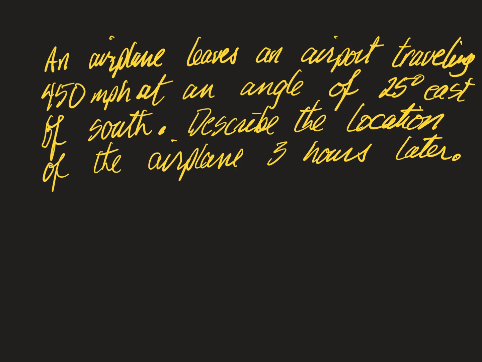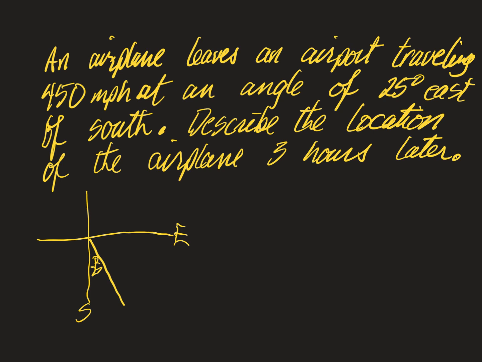Okay, here's a problem. An airplane leaves an airport traveling at 450 miles per hour at an angle of 25 degrees east of south. Describe the location of the airplane 3 hours later. So basically, if I look at this problem, this is east and this is south. So 25 degrees east of south. So that'll be this right here. Good, 25 degrees east of the south.